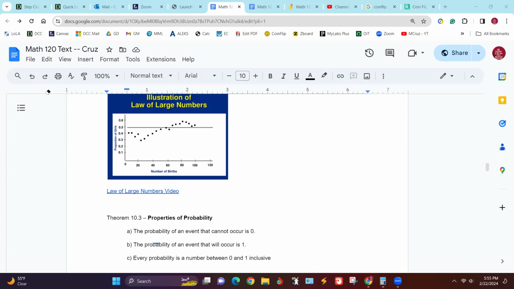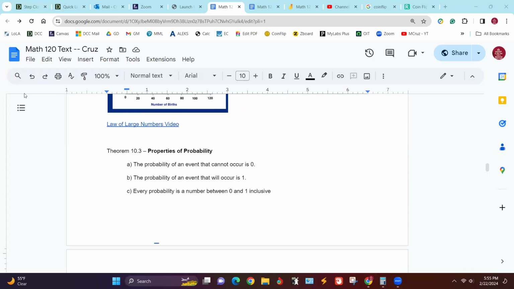All right, so here are some properties of probabilities. Probabilities, first of all, can't be any less than 0. And if a probability is 0, which is the lowest it can be, then it means that that event cannot occur or will not occur. All right, that's property number 1. Second, the probability of an event that will occur is 1. So if something will happen, the probability is 1.